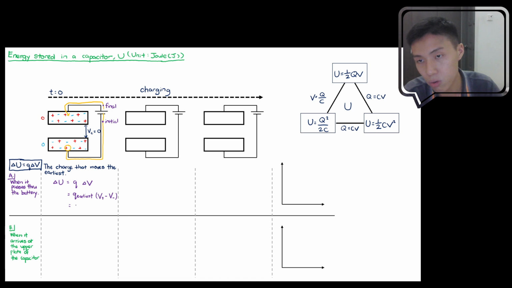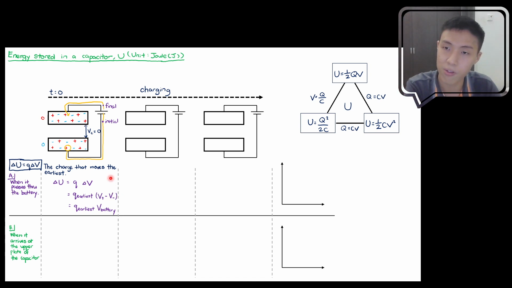If you take V plus minus V minus, you're taking the positive terminal electric potential minus the negative terminal electric potential, which results in the electric potential difference, and that is just the potential difference of the battery. So to make it simple, this is just Q earliest multiplied by the voltage of the battery. Okay, I think that makes sense.